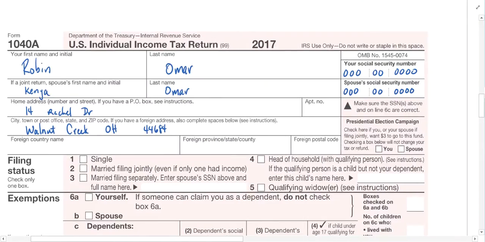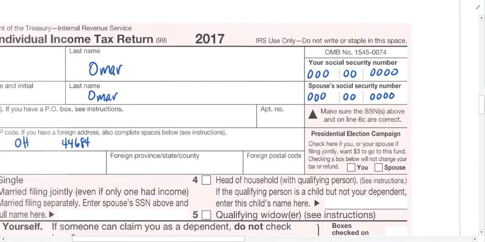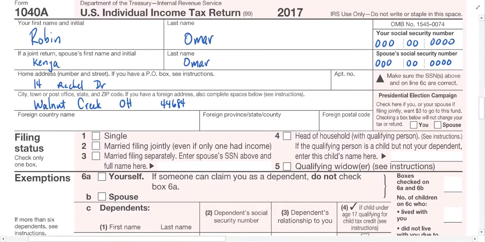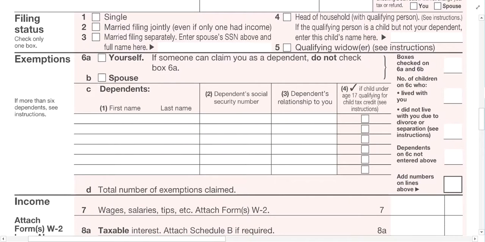On the W-2s, the number zeros were placed in the position where the Social Security number was reported, so I went ahead and put that down here. But of course, when you're doing the real thing, you must provide real, correct Social Security numbers. Now moving on, this is different. Filing status. This time we have to check the box that we are married and filing jointly. We did not have to check a box like this in the last form.